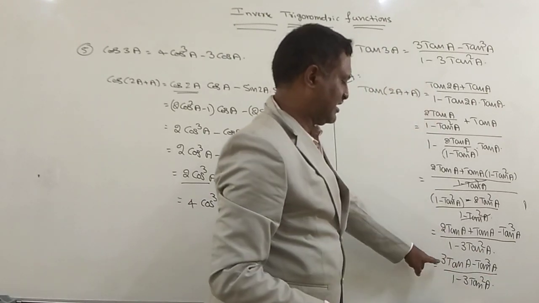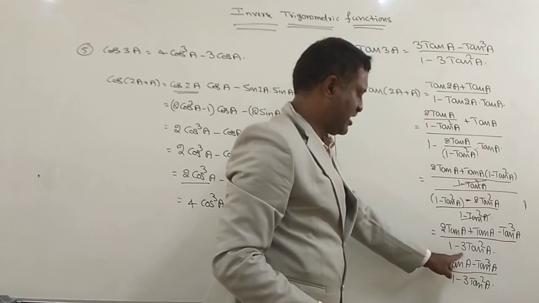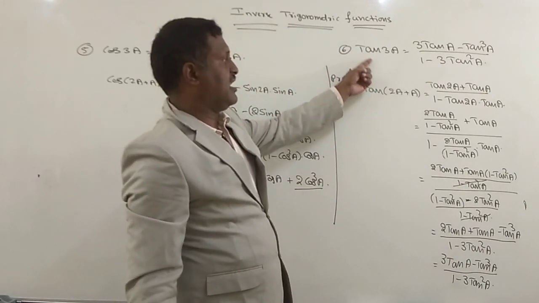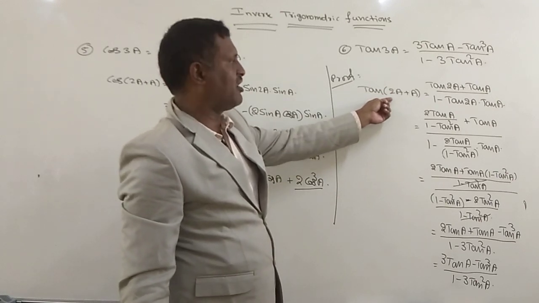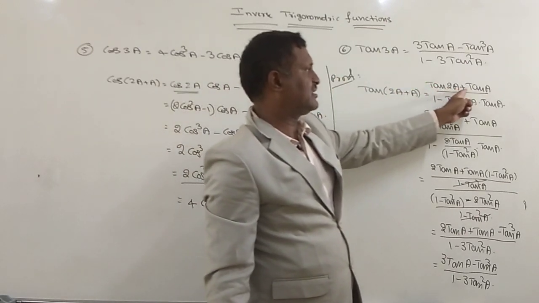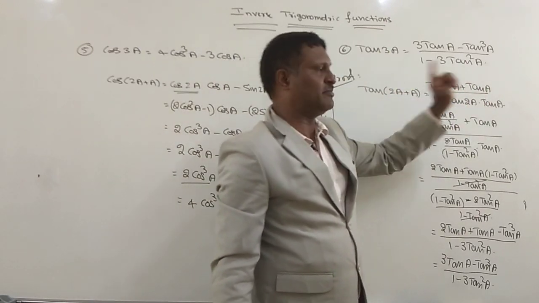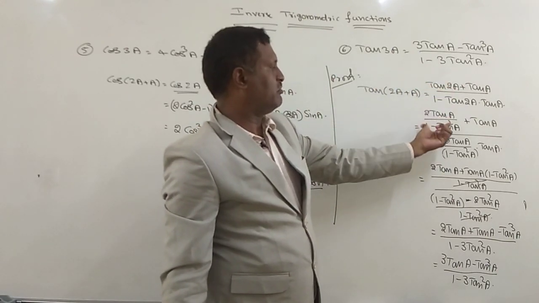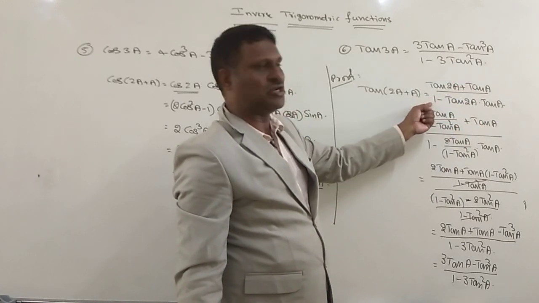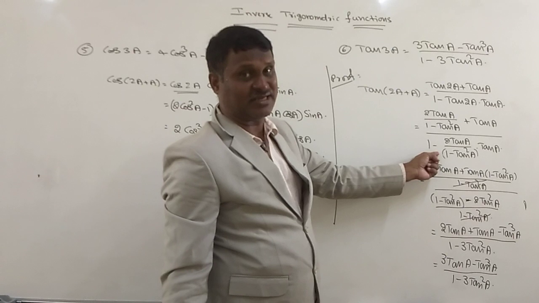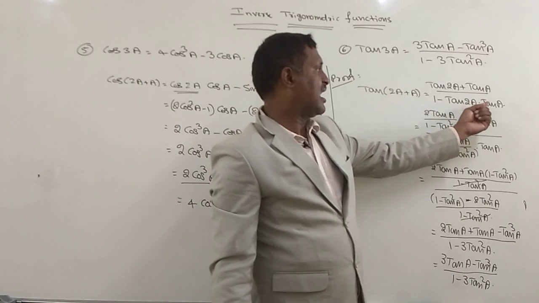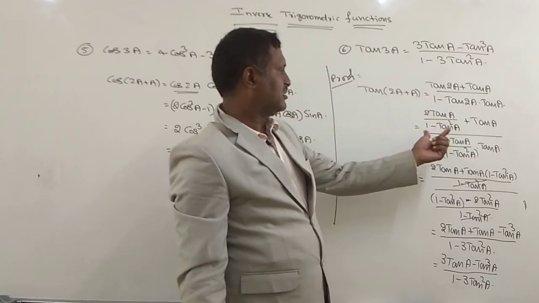2 tan A plus tan A, 3 tan A minus tan cube A by 1 minus 3 tan square A we can write. Listen once again. Tan 3A I have written in the form of tan of 2A plus A. Tan of A plus B formula: tan A plus tan B by 1 minus tan A tan B. Tan 2A I applied the formula 2 tan A by 1 minus tan square A, plus tan A written as it is. Again in the denominator 1 minus, I have written as it is, tan 2A apply the formula 2 tan A by 1 minus tan square A, and this tan A as it is I have written. Then simplification.